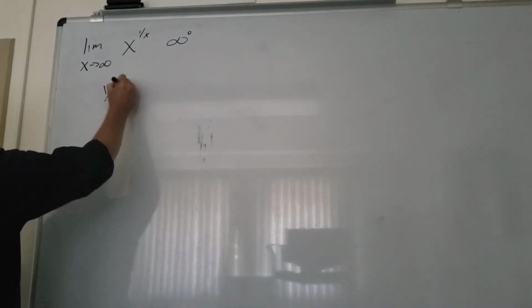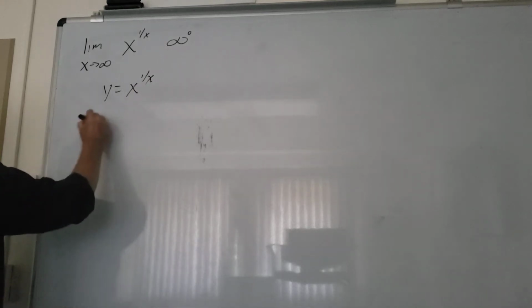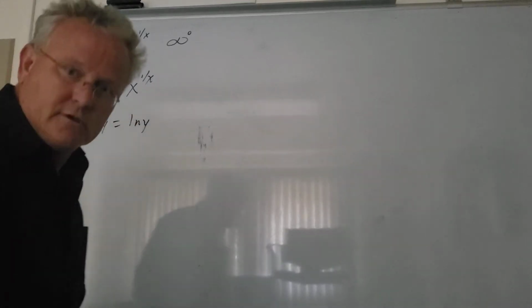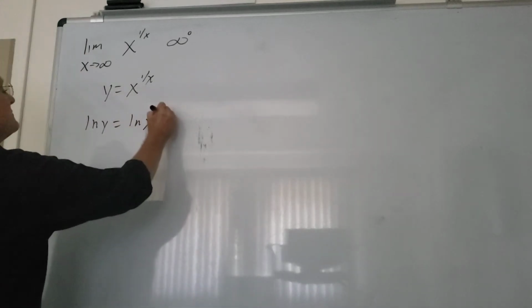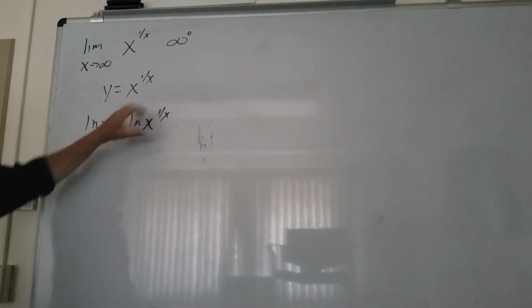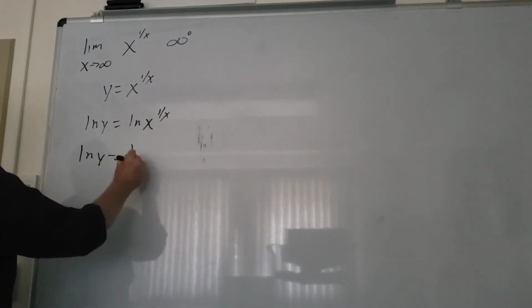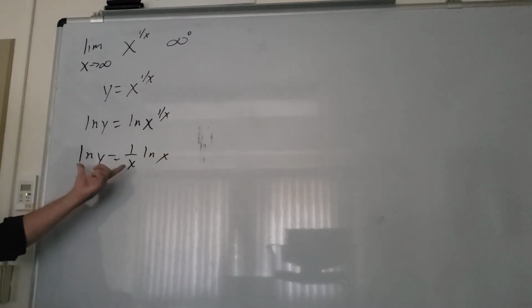Step 1 is let y equal the function you're taking the limit of. Step 2, take the natural log of both sides. The natural log of x to the 1 over x. Use the properties of logs on the right side. So using the properties, we can bring the 1 over x down in front. We get this. Now take the limit.